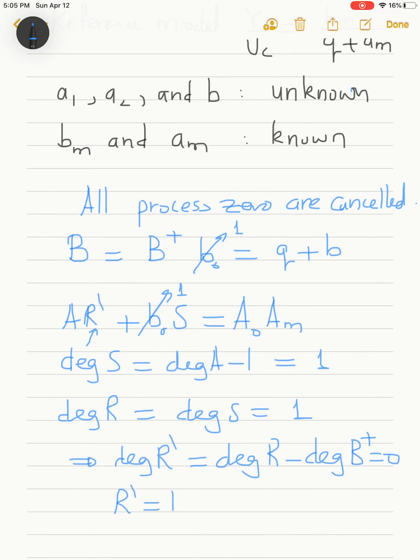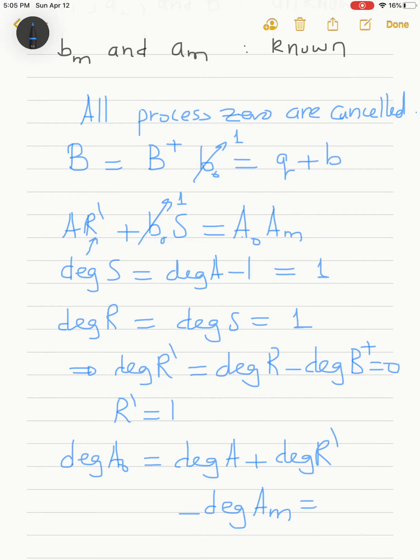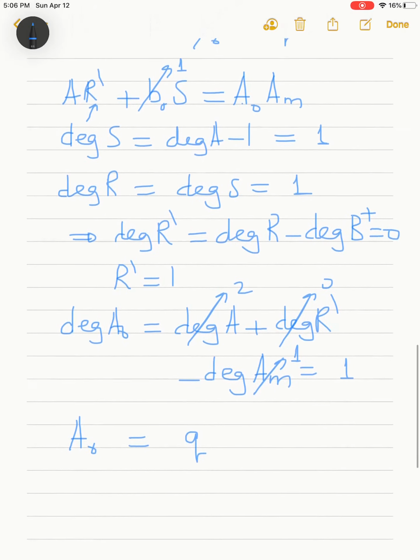And then I will have S with first order, and A node and Am. I can conclude from that the degree of the observer polynomial. So the degree of A node will be equal to the degree of A plus the degree of R dash minus the degree of Am. The degree of A is 2, the degree of R dash is 0, the degree of Am is 1, so that will give me 1, which means that I can choose A node as a first order polynomial. I'm going to take it equal to q for simplicity.